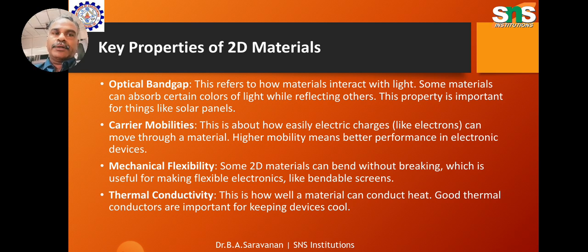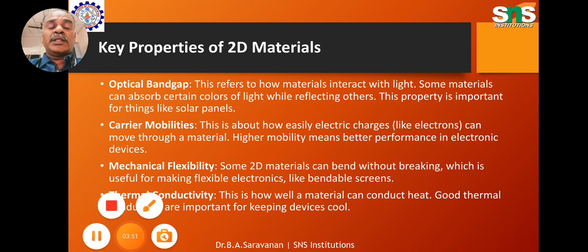Then carrier mobility. For the electric charges, the electrons and the ions should be carried through the material, so higher mobility means better performance for electronic devices and electrical conduction. Then mechanical flexibility, so that it can bend without breaking. When you apply load, you can bend without breaking, which is useful for making flexible electronics like bendable screens. Then thermal conductivity. This is how well a material can conduct heat. Good thermal conductors are important for keeping devices cool.